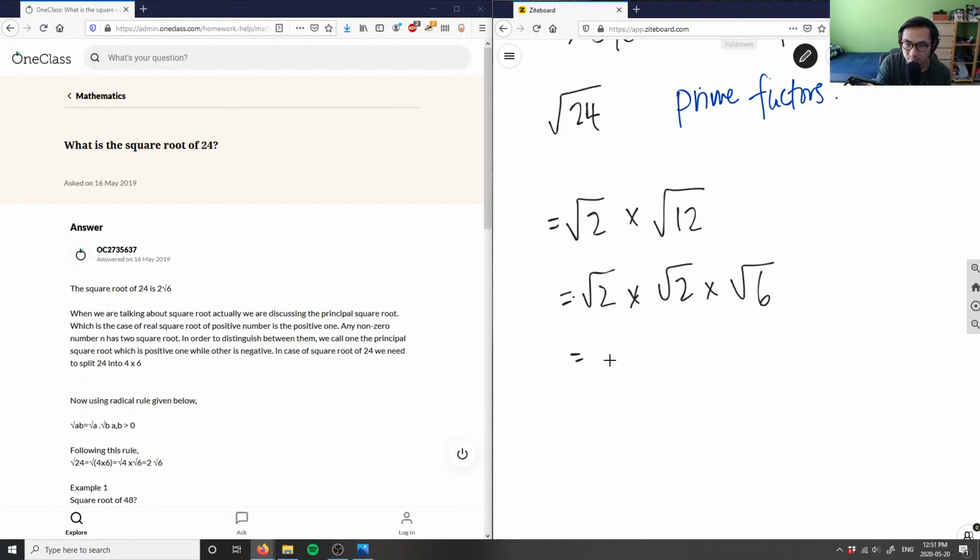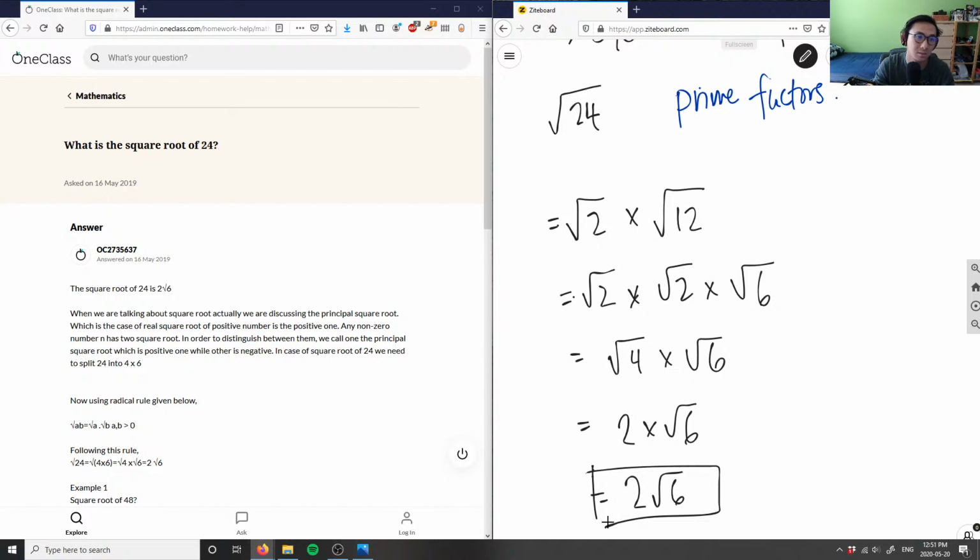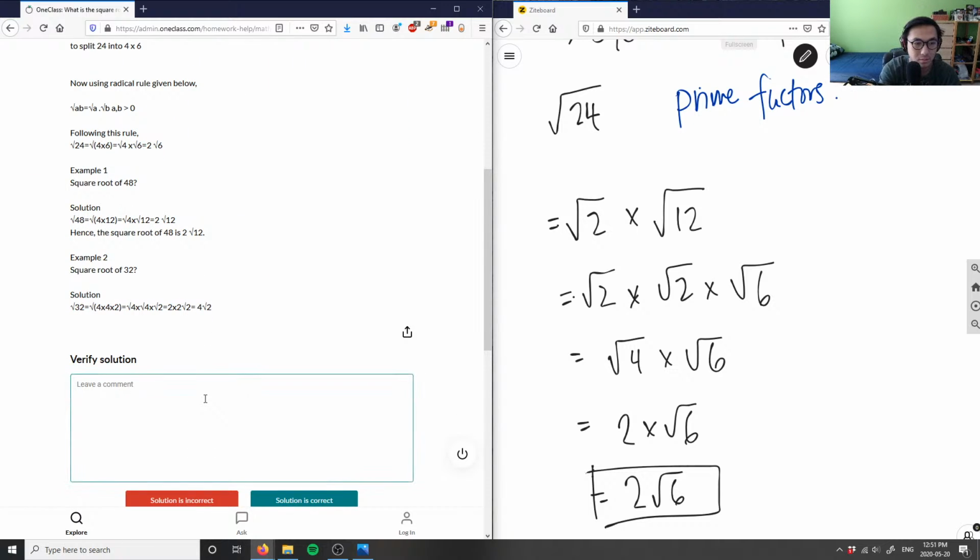And I know that root 2 times root 2 is root 4 times root 6. So I know the square root of 4 is simply just 2. So I have 2 times root 6, which is simply just 2 root 6. And this here is the square root of 24. And as you can see, this solution here is correct. So solution is correct. Go to analysis.